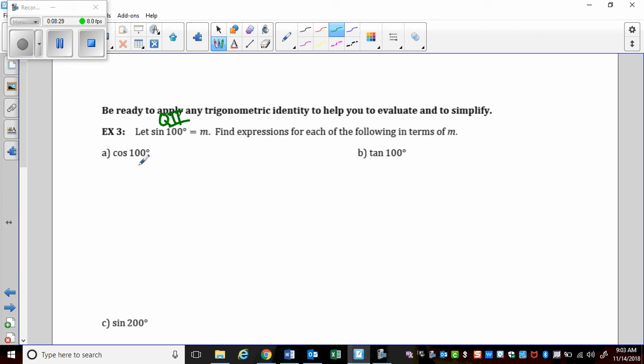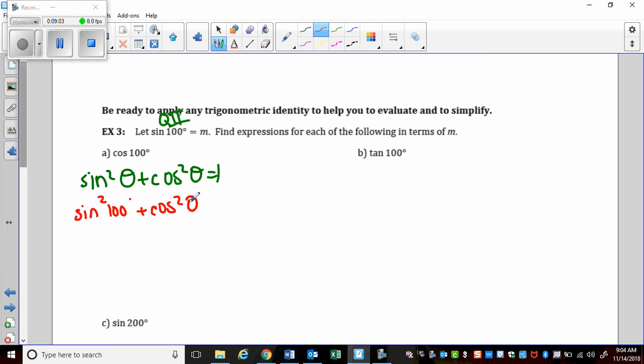This one says cosine of 100 degrees. So I know that cosine is sine. So my Pythagorean identity is sine squared theta plus cosine squared theta equals 1. And my theta in this case is going to be 100. So this is sine squared of 100 degrees plus cosine squared of 100 degrees equals 1.